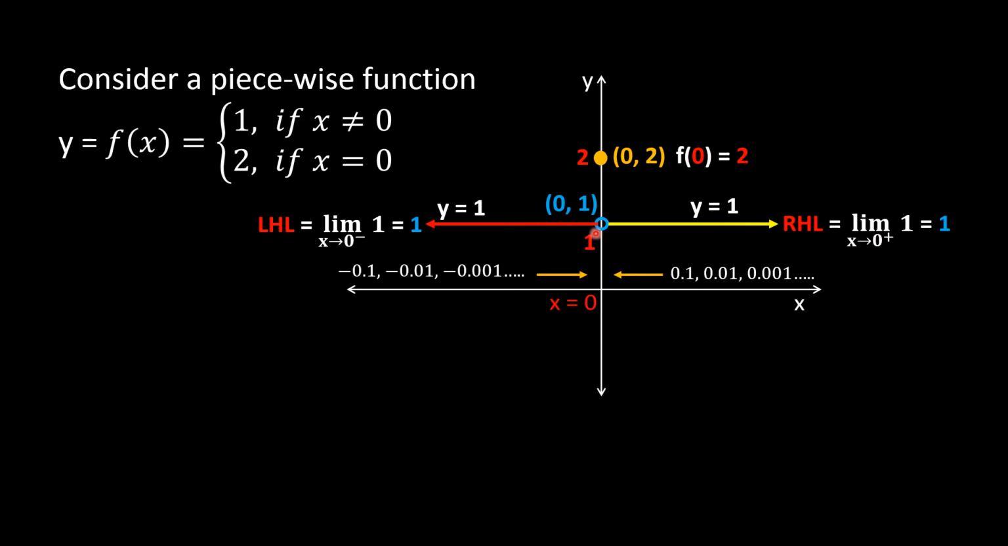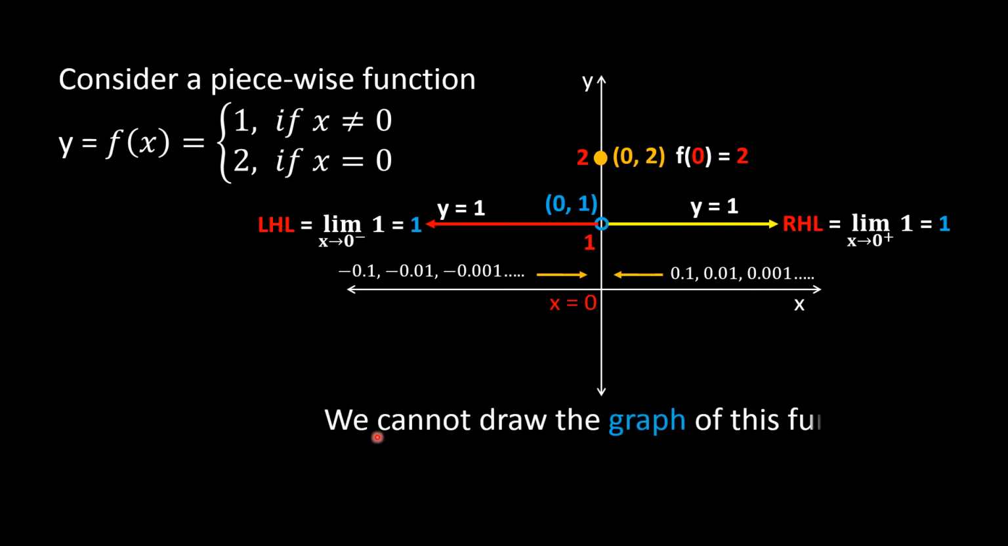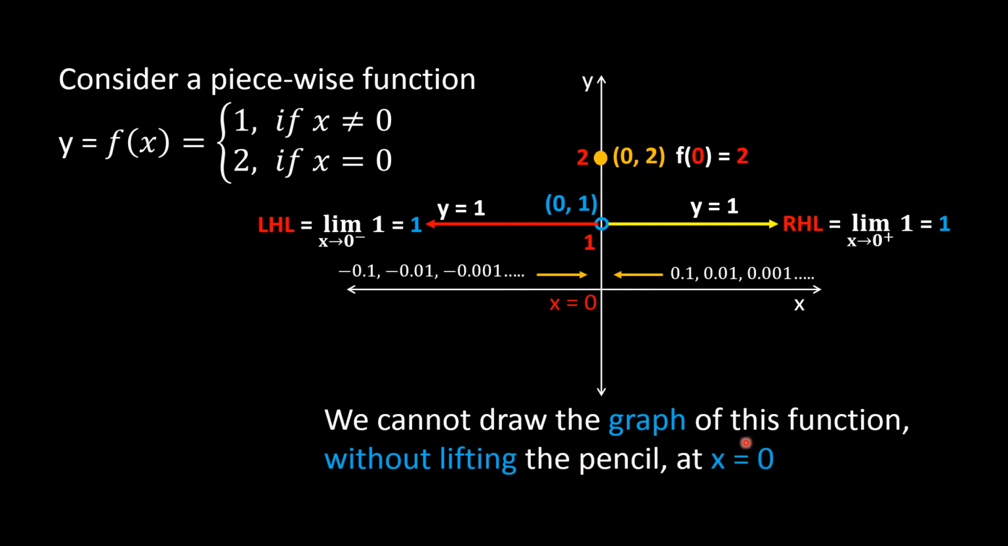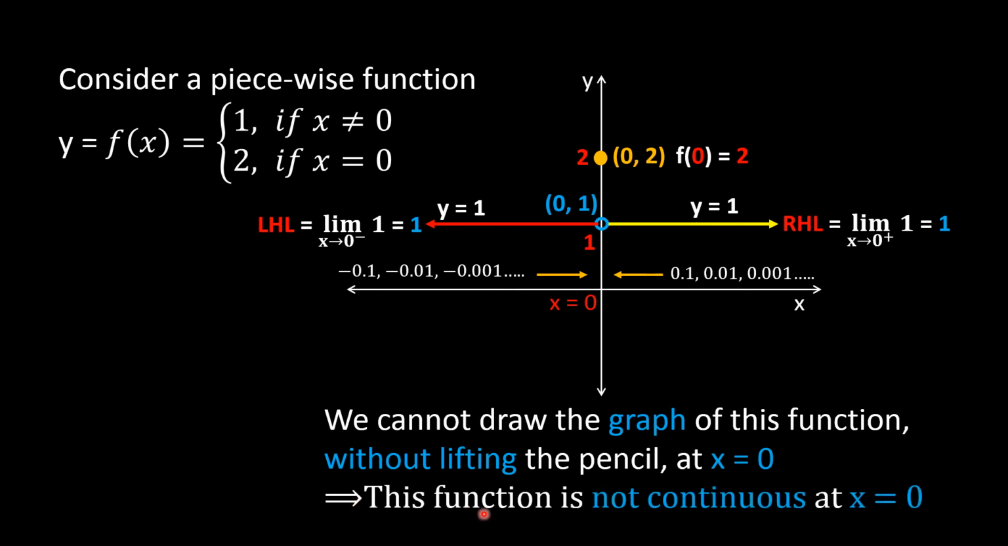We observe that while drawing the graph of this function, first we drew the point (0, 2) and after that, to draw the hollow point (0, 1) we had to lift our pencil. So when we cannot draw the graph of this function without lifting the pencil at x equals 0, this means that this function is not continuous at x equals 0.